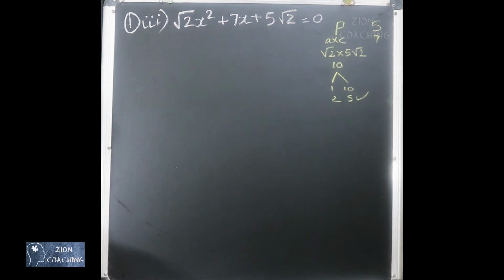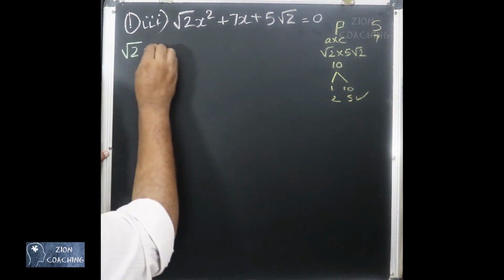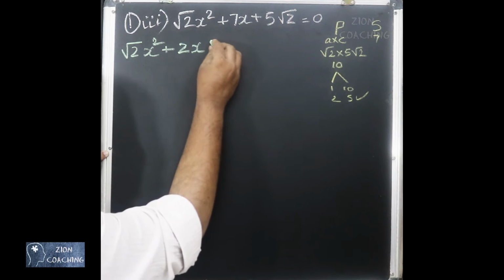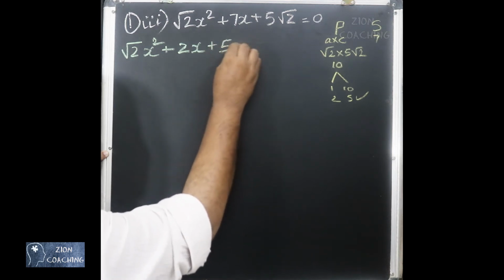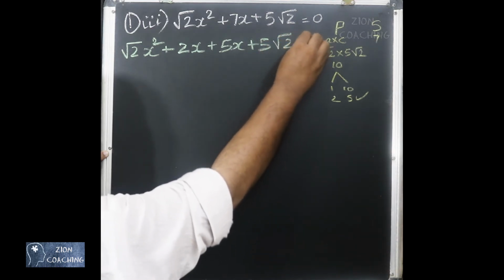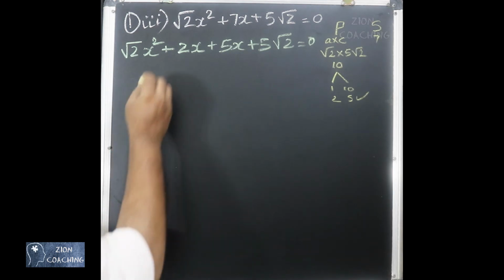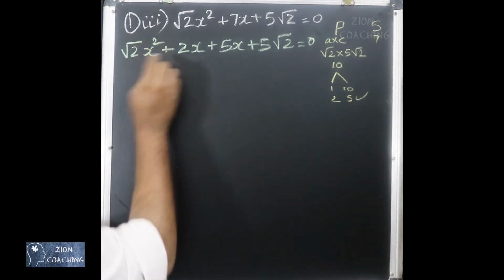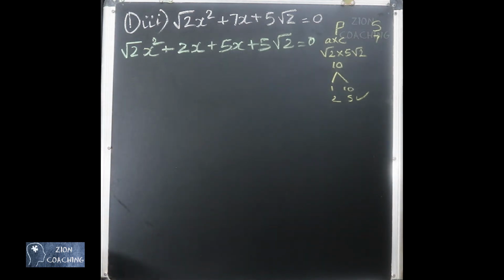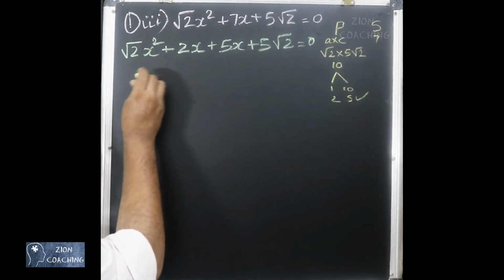So the given equation can be written as root 2 x squared plus 2x plus 5x plus 5 root 2 equal to 0. Now, for those who have difficulty in splitting this, I am going to write one additional step. You need not write that step in exam. This is only for people who have difficulty in splitting this.